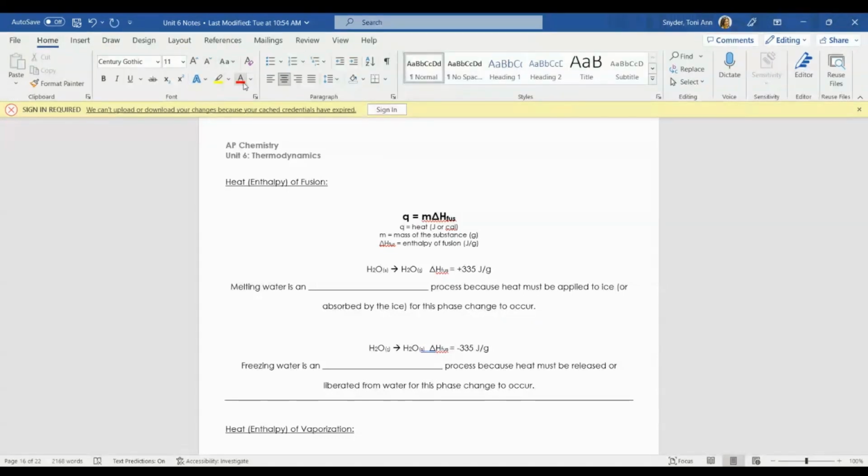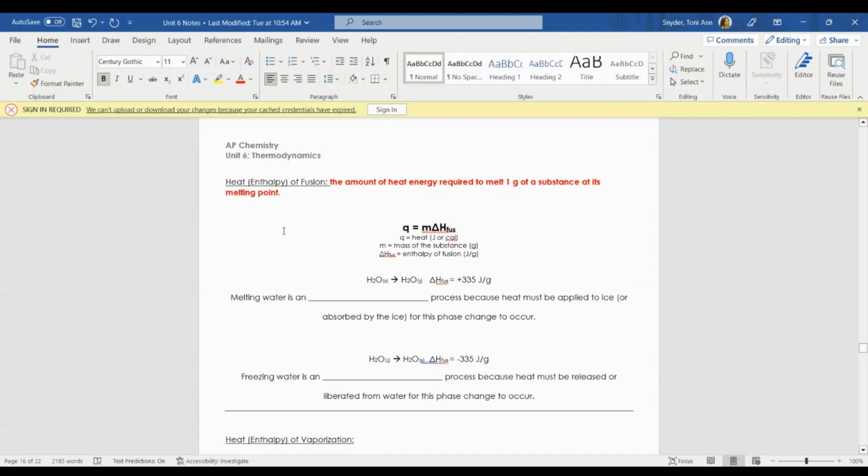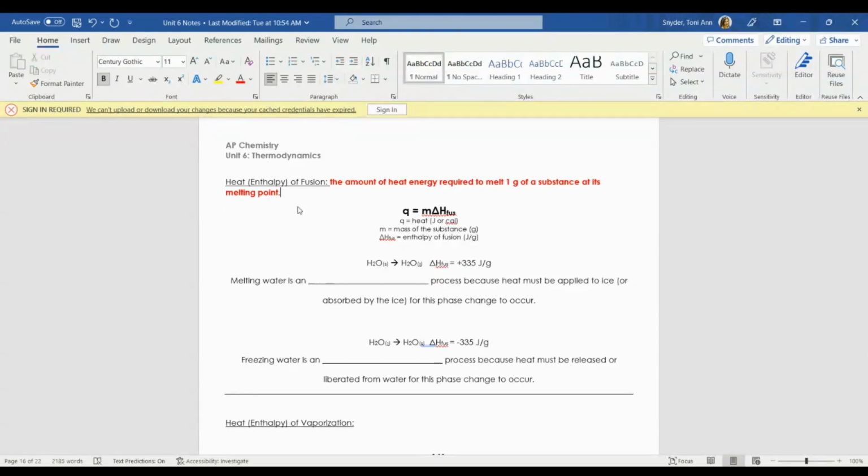And the first one is the heat or enthalpy of fusion. And in Chem 2, we did talk about this. Now, some classes in Chem 2, remember, it depends on how much I focused on thermo. I know some of you did see quite a bit of this. So the enthalpy of fusion is the amount of heat energy required to melt 1 gram of a substance at its melting point. And there's a certain value that's associated with that, right? And we're going to take a look at some values here.